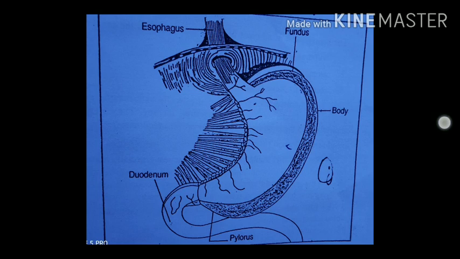If you see here, it is the cardiac sphincter, where the stomach starts, and here it is the pyloric sphincter, where it ends. And here, the duodenum is the first part of the small intestine. In the small intestine, we can observe the duodenum, jejunum and ileum, which are all parts of the small intestine. And we can see here the fundus, body and pylorus.